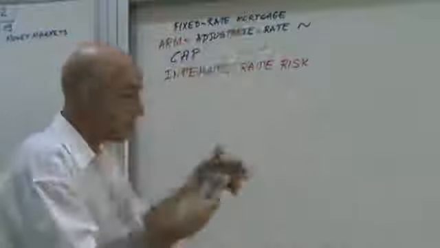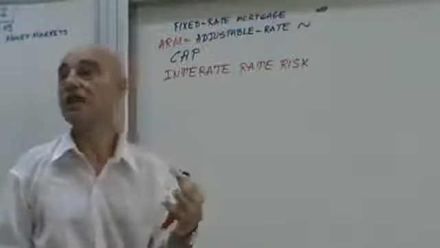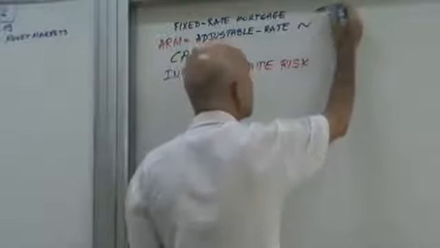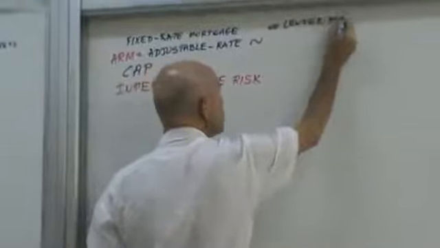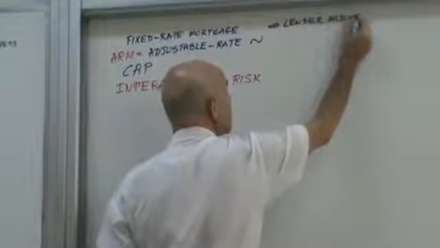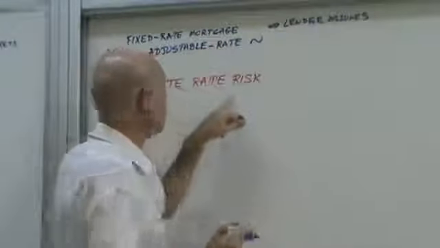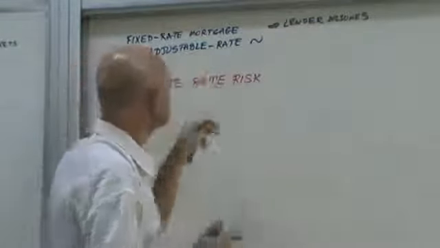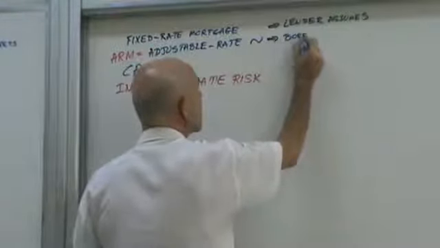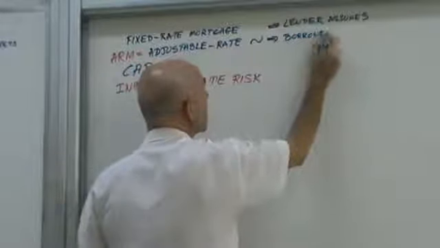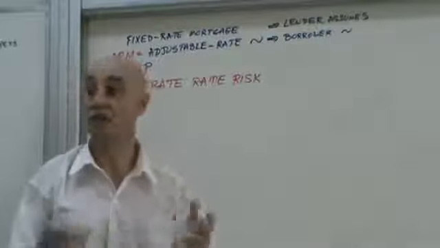For the fixed rate mortgage, lender takes the risk. Lender, we say, assumes or bears the interest rate risk. For an adjustable rate mortgage, it's the borrower who assumes the interest rate risk.